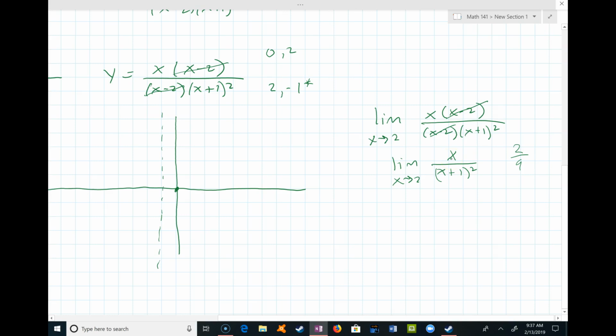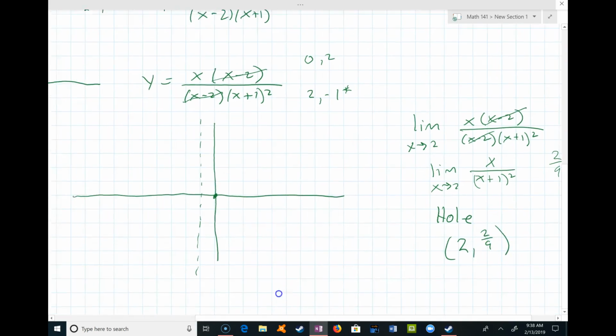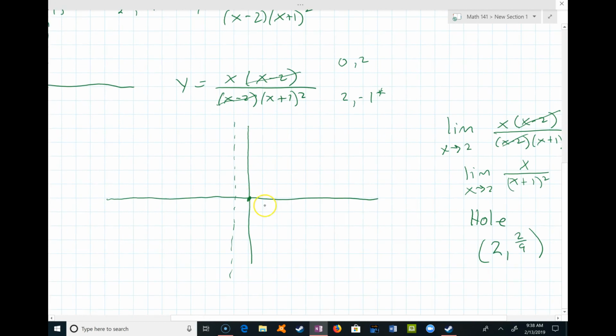So what that means is that the hole is found at 2 comma 2/9. Okay? So then I go over here and go over 2, up 2/9, which would be very small, which is a little hole right about there.